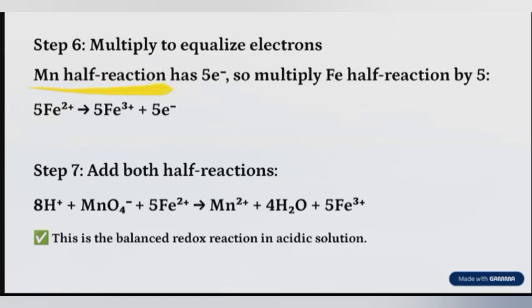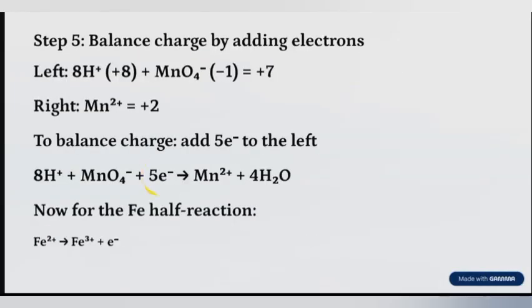So they said the MN half has 5 electrons, so multiply the FE half by 5. That's what we did. See what they're saying? The MN side has 5 electrons. The FE side does not have 5, it's just 1. So you multiply this FE side by 5. If the FE side had 3 here, what you would have done is multiply the FE side by 5 and the MN side by 3.